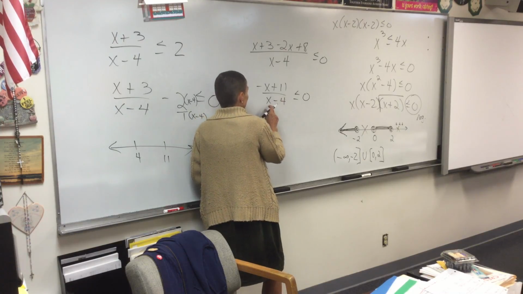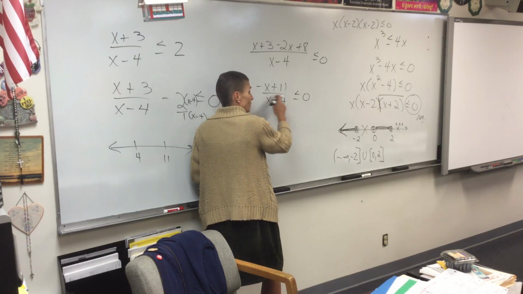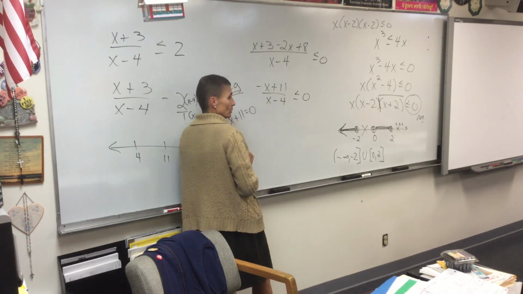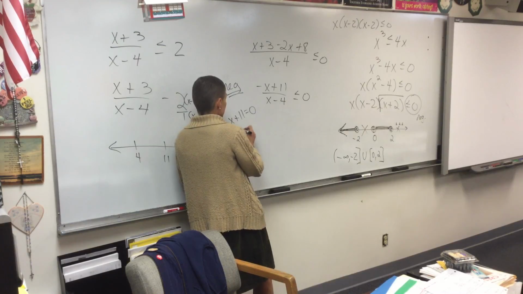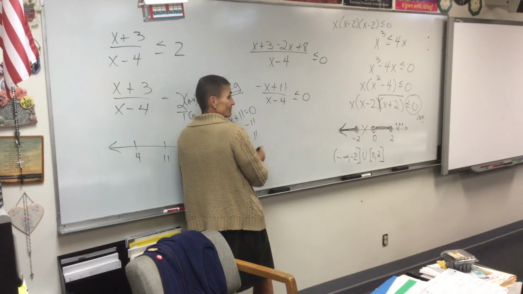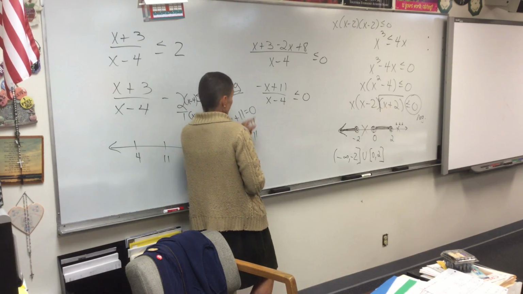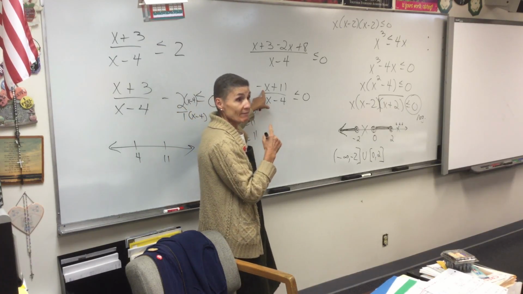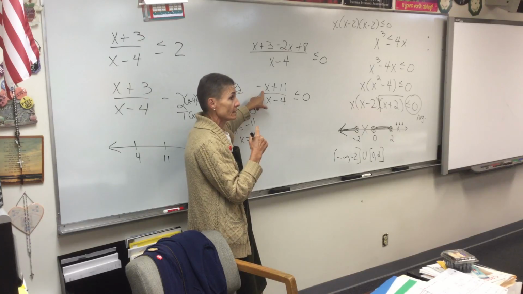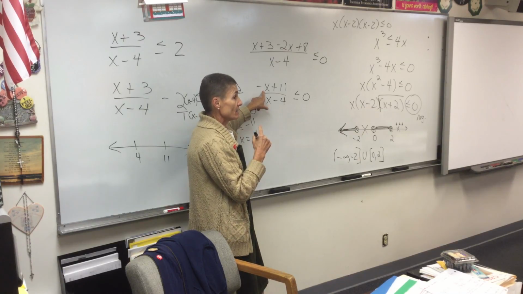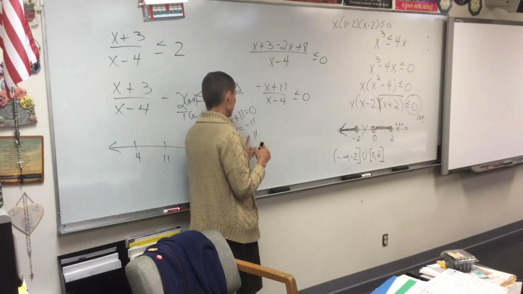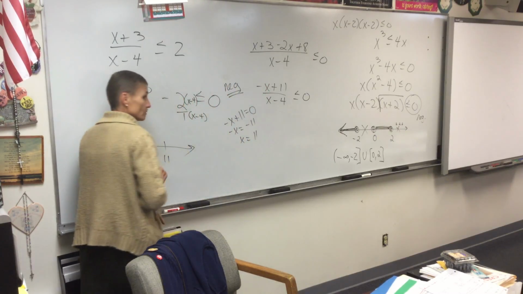We said positive 4 because that's what makes this 0. What makes negative x plus 11 equal to 0? Isn't it positive 11? If you're going to get confused by these negatives, and all these problems almost always have a negative there, almost always, then you're going to have to write it out. Just work it out. Set it equal to 0 and solve, and that's where your dot goes.